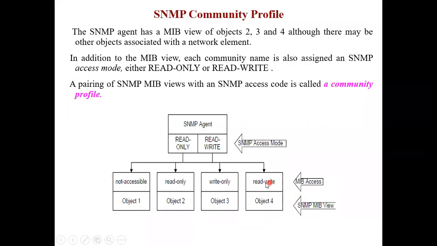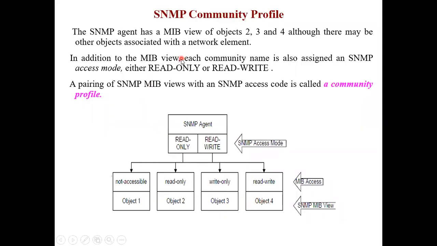Now what is the access that is given for object 4? For example, suppose object 4 is read write. Object 3 is write only. Object 2 is read only. And object 1 is not accessible. So this particular agent is not able to access this particular object. So this is the access policy which I have provided. So the SNMP agent has an MIB view of objects 2, 3, and 4. Although there might be many other objects associated with the network, the agent will have many objects in the network. But the SNMP agent gets the MIB view of only objects 2, 3, and 4.